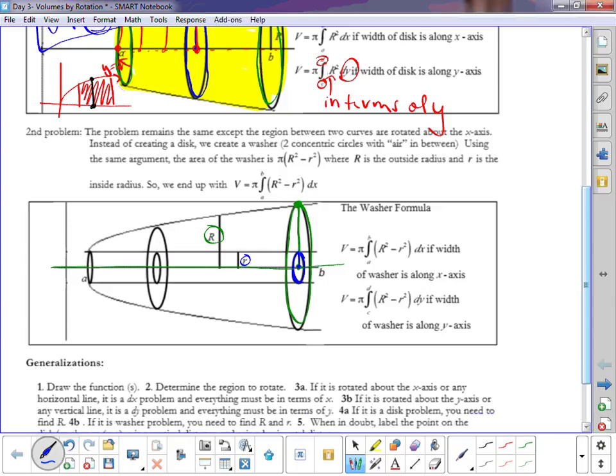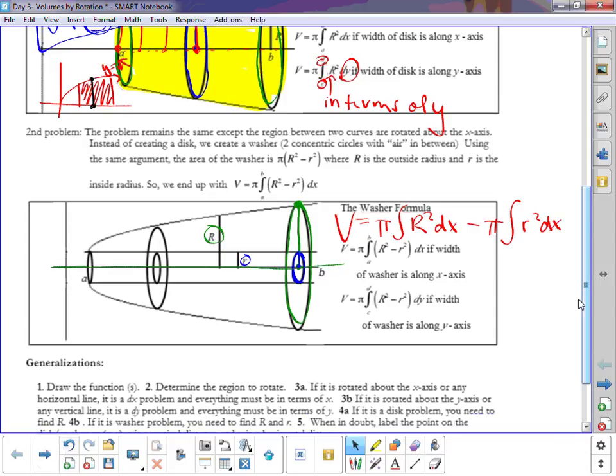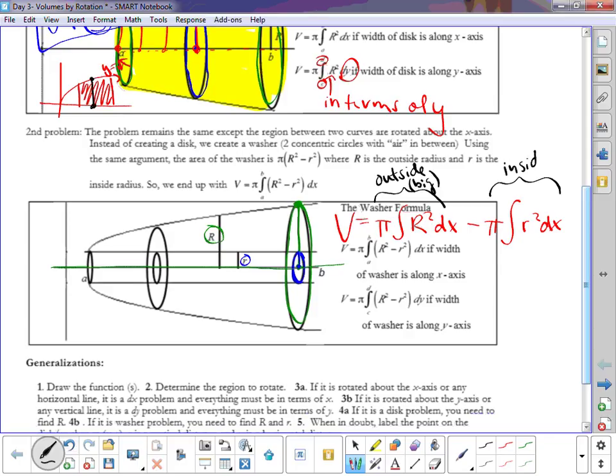Okay. So they've written it this way, where it's pi times the quantity of our integral of big R minus little r. We can rewrite this, and I want you to go ahead and write this in your notes here. So pi big R squared dx minus pi little r squared dx. Because again, this is going to be my outside or my big circle. And this is going to be my inside or that gap. Kind of where we have that hole.